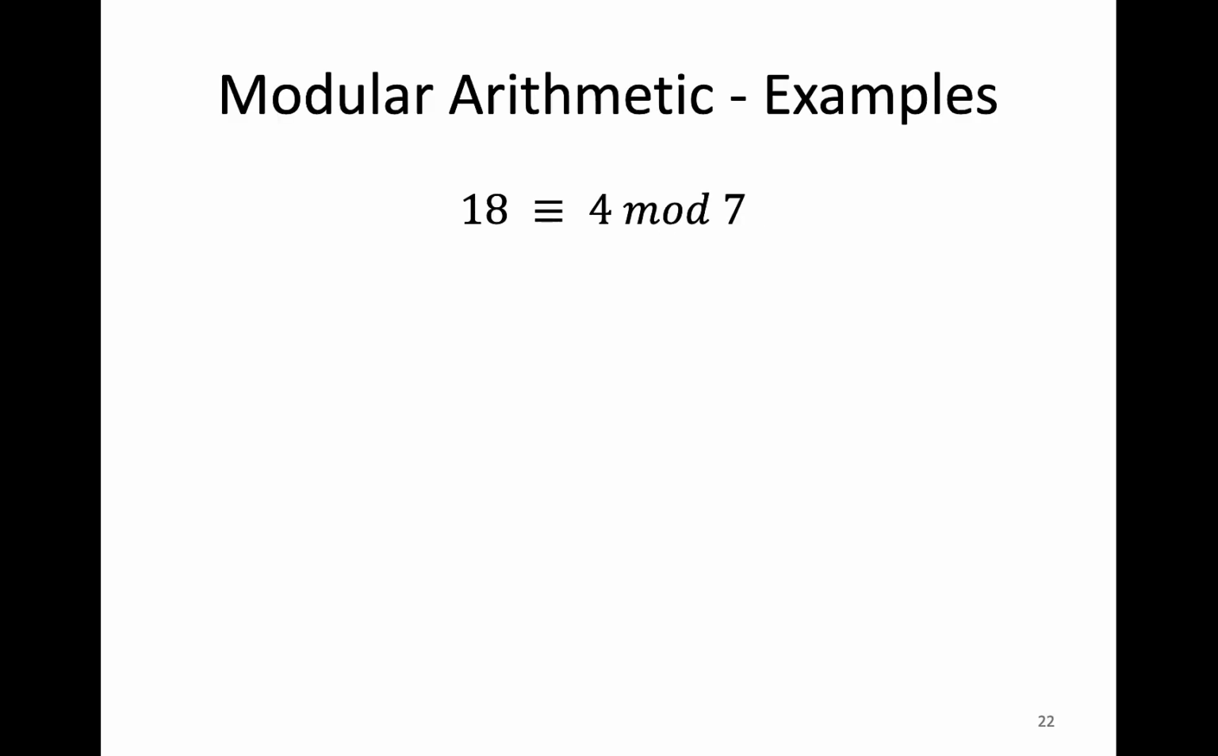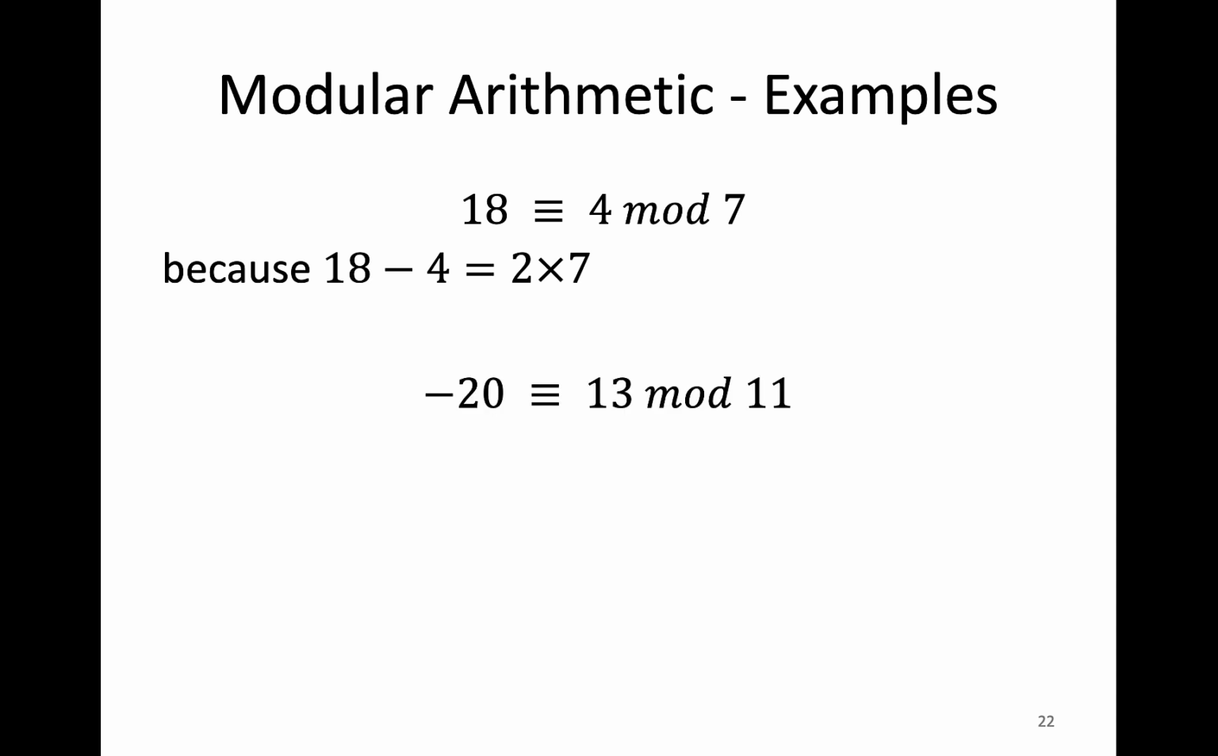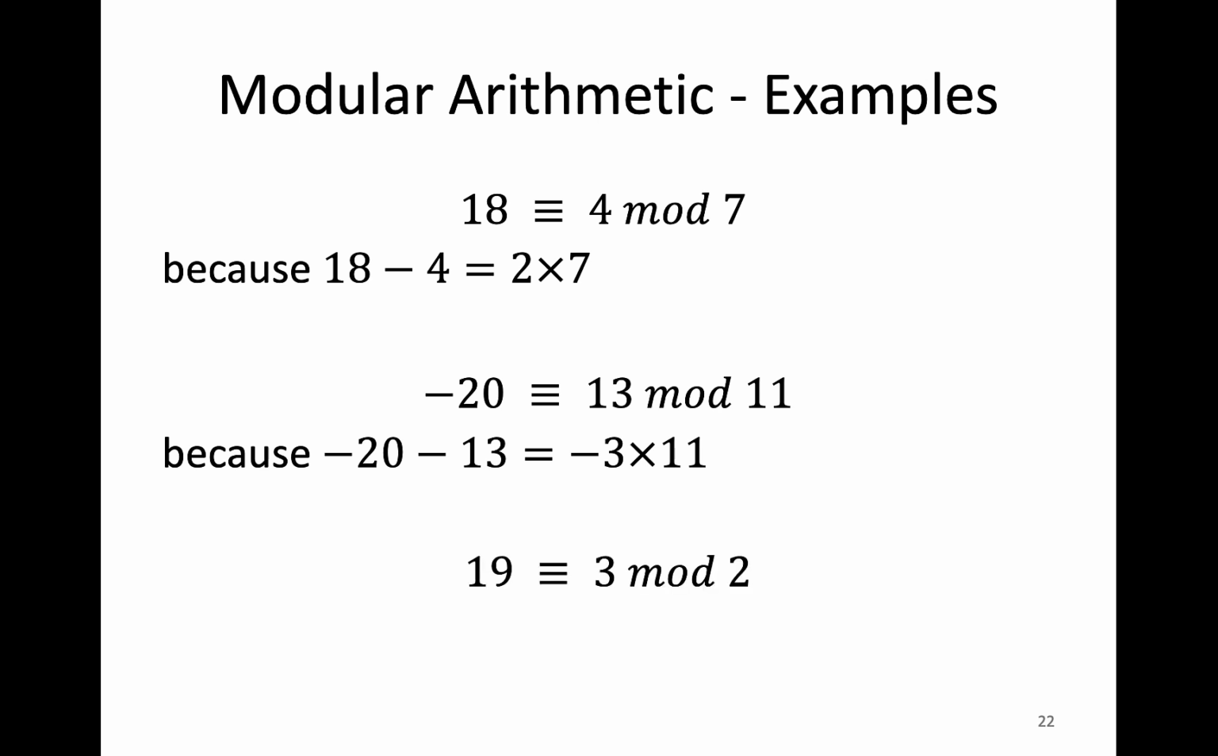For example, 18 is congruent to 4 mod 7 because 18 minus 4 is 14, and 14 is 2 times 7. Minus 20 is congruent to 13 mod 11 because minus 20 minus 13 is negative 33, which is minus 3 times 11. 19 is congruent to 3 mod 2 because 19 minus 3, which is 16, is equal to 8 times 2.